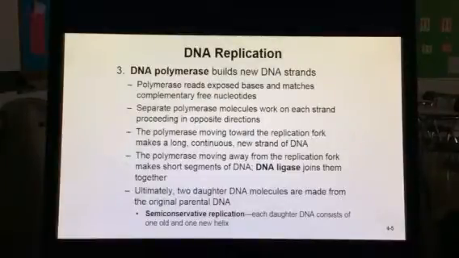And so on that side, another enzyme needs to join in, and that is called DNA ligase. This enzyme joins those short segments of DNA into one continuous segment. Ultimately, at the end, 2 new DNA molecules are made from one original DNA. This is called semi-conservative replication. That's because each new DNA consists of one old strand, or one original strand, and one new strand that has just been made with the DNA polymerase.